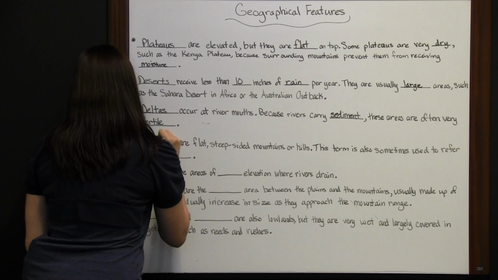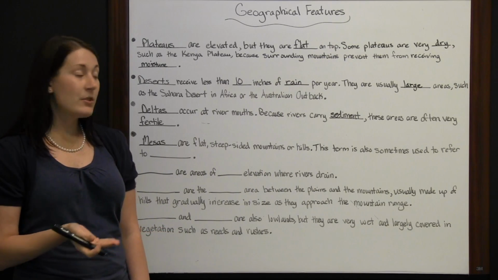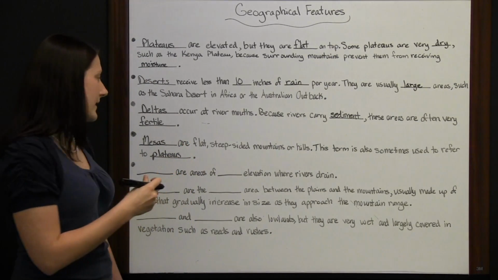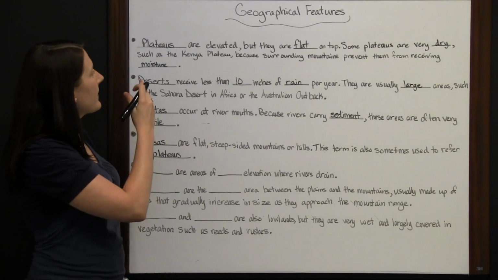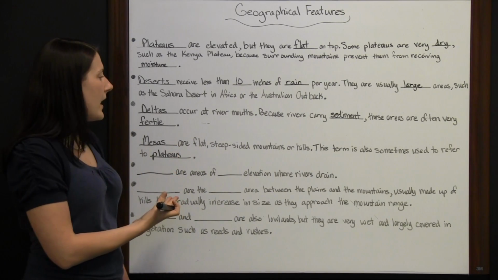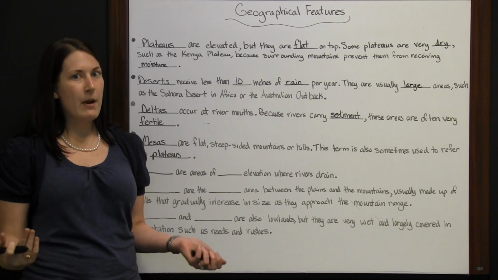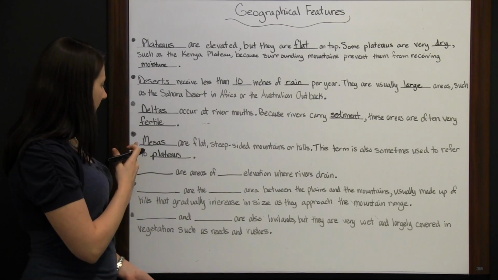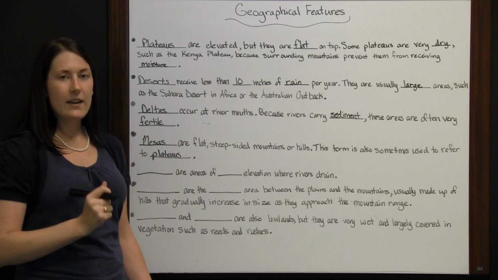Mesas are flat, steep-sided mountains or hills. And this term is also sometimes used to refer to plateaus. So a mesa is different in that it's at the top of a steep-sided mountain or hill, where plateaus could be elevated, but they don't necessarily have to be at the top of a mountain or a hill. They could just be raised up and then go for a really long way without being the top of a mountain or a hill. It could just be a big break in elevation. Now, the term plateau can still be used for mesas because plateaus are flat areas of land.